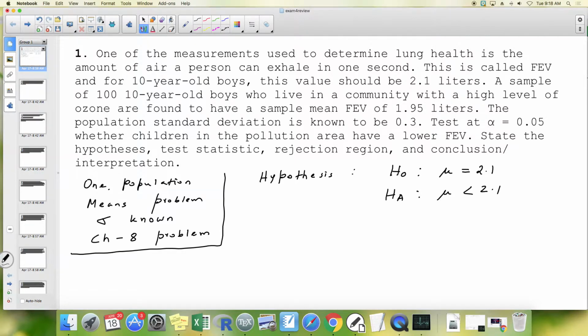So that's the hypothesis. What is the data we have? The data we have is x bar equals 1.95, n equals 100, and sigma equals 0.3.